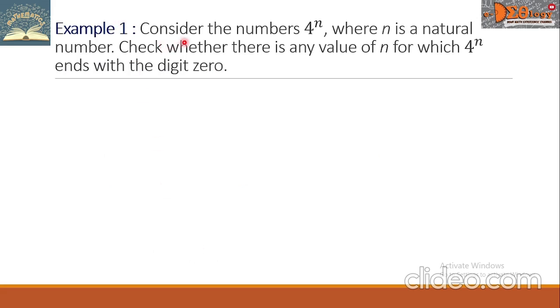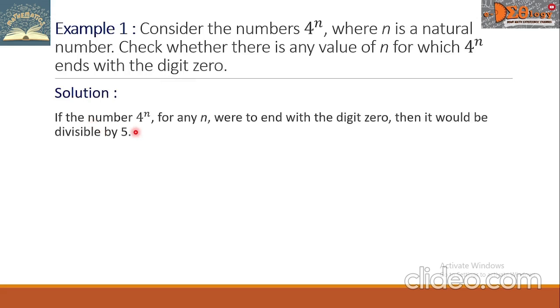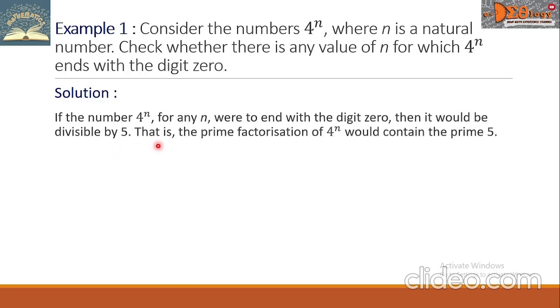Example 1. Consider the numbers 4 raised to n, where n is a natural number. Check whether there is any value of n for which 4 raised to n ends with a digit 0. If the number 4 raised to n for any n were to end with a digit 0, then it would be divisible by 5. That is, the prime factorization of 4 raised to n would contain the prime 5.